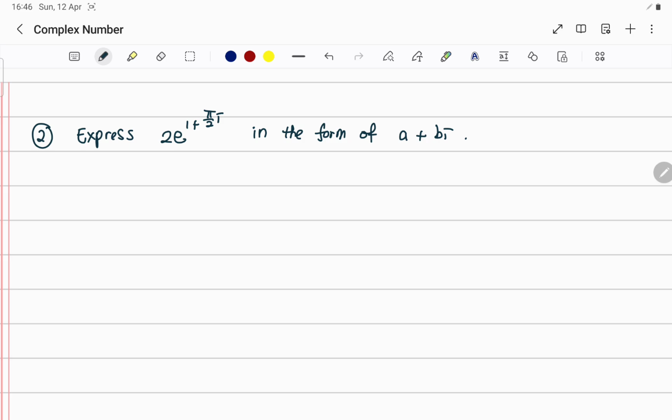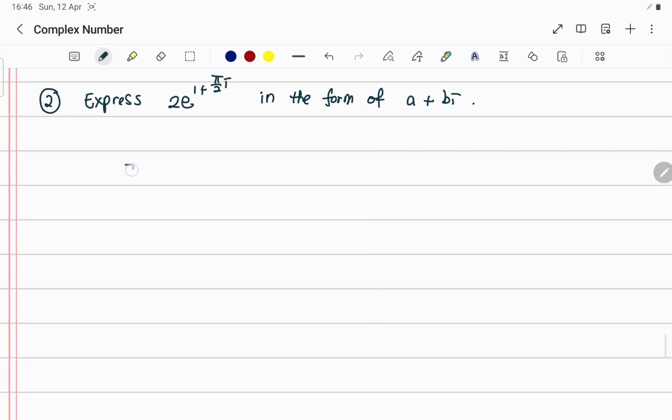Okay, now we will proceed to the second question, where they ask us to express 2e to the power of 1 plus pi over 2 i in the form of a plus bi. By right, they want us to write this into Cartesian form. Okay, so from here we have z, which is in exponential form. z is equal to 2e to the power of 1 plus pi over 2 i.